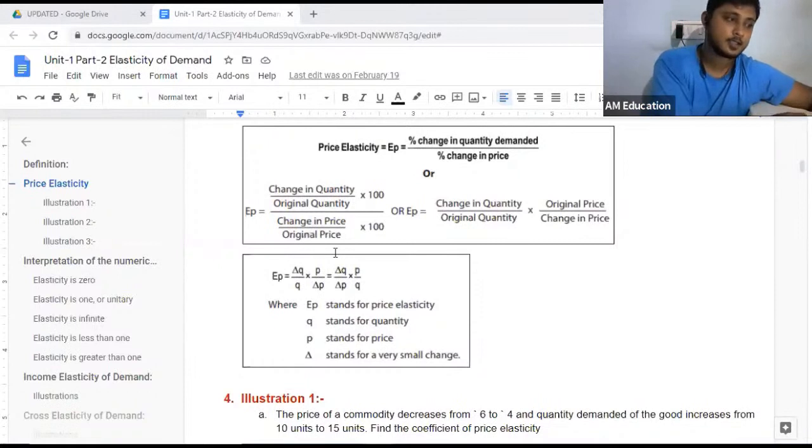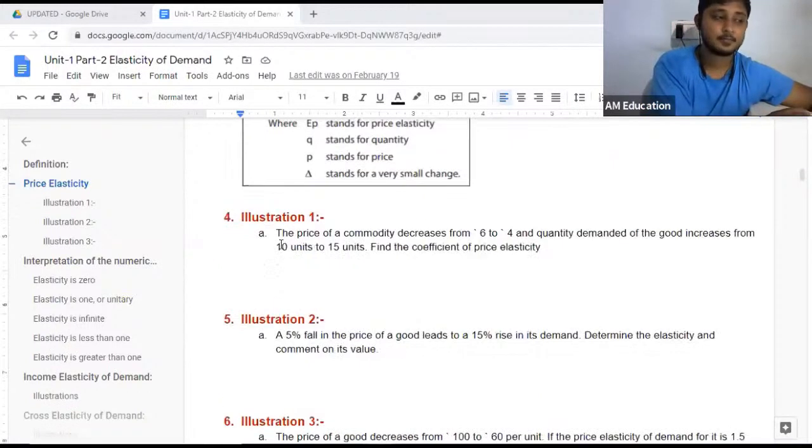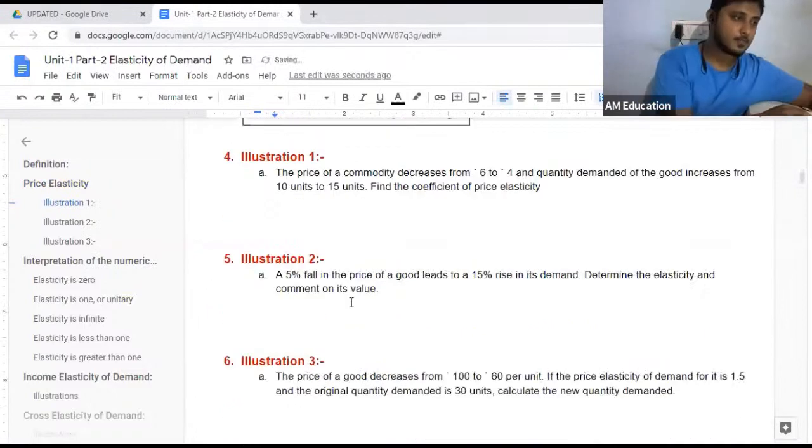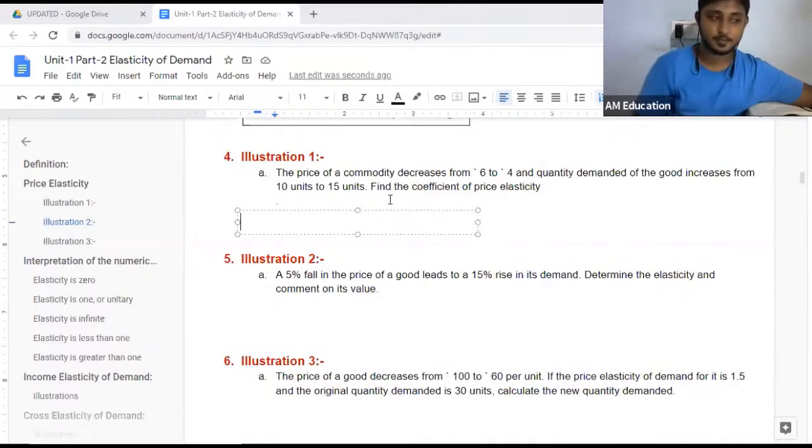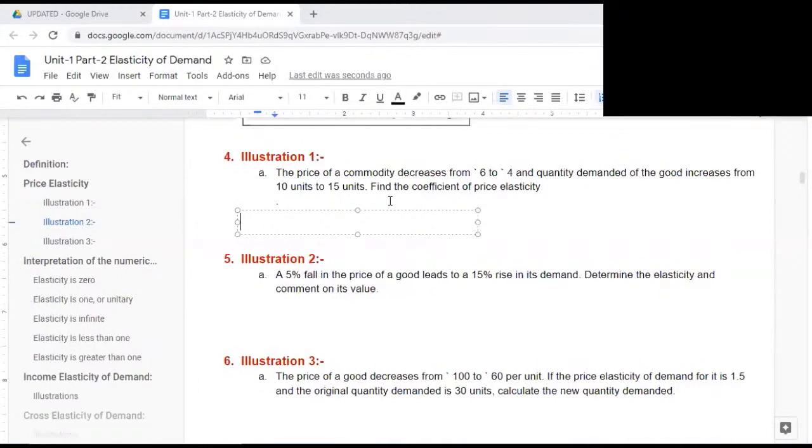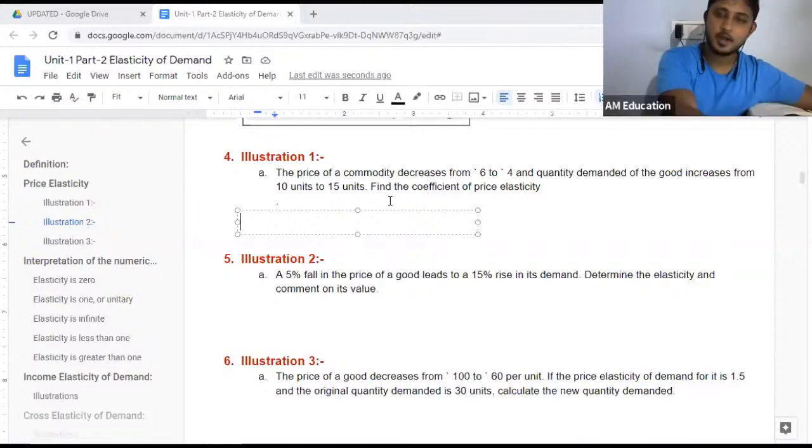Clear? Can I get the answers for these two questions right away? First answer. What's the question? Oh, I'm sorry. Find the coefficient of price elasticity. The coefficient of price elasticity is only the factor. How much is the factor? 1. All of you agree with 1 as the coefficient of price elasticity?